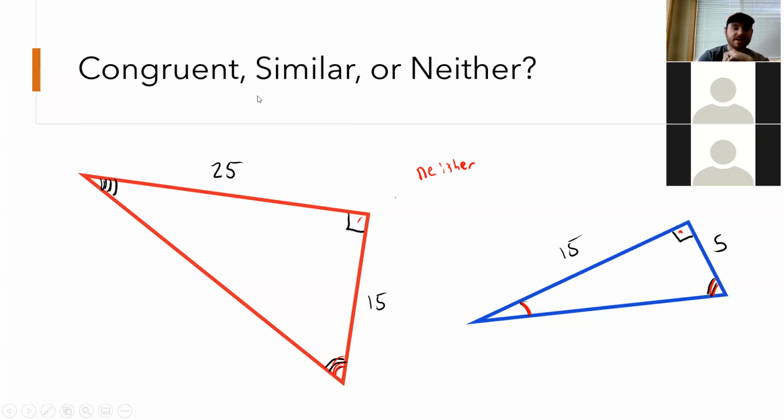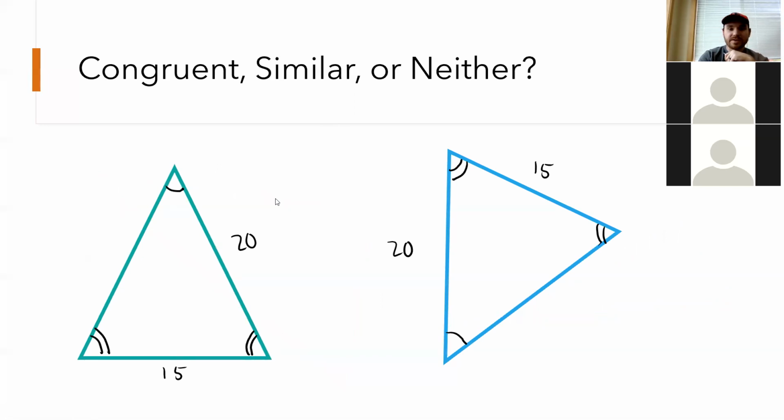All right, let's look at the next pair. We've got 2 triangles. These are not right triangles this time. Both are isosceles. Are they similar, congruent, or neither?